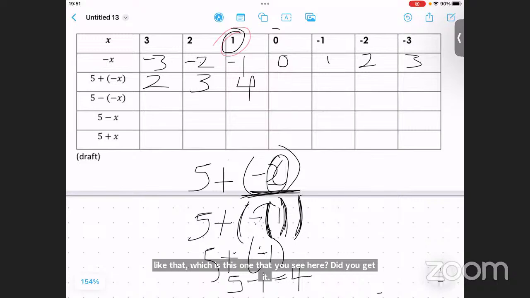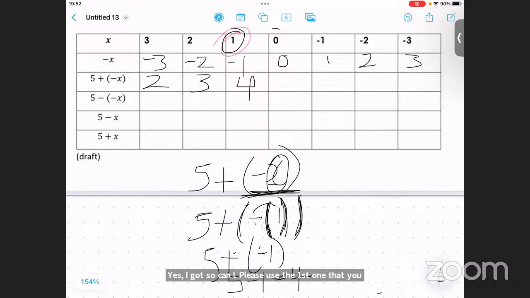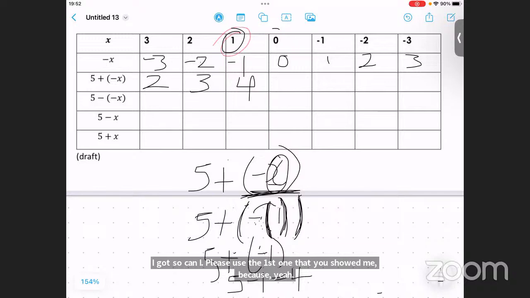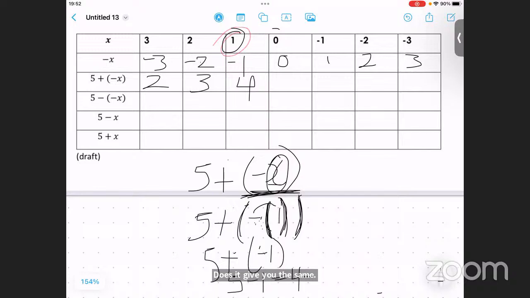Yes, I got it. So can I please use the first one that Pushali showed me? Which one are you referring to? The one that Pushali showed me. Okay, no problem. Yes, you can use it that way.